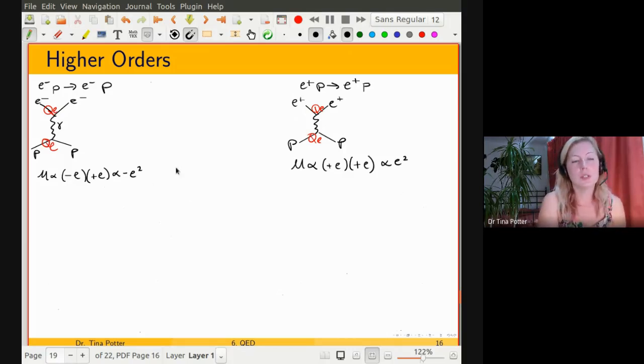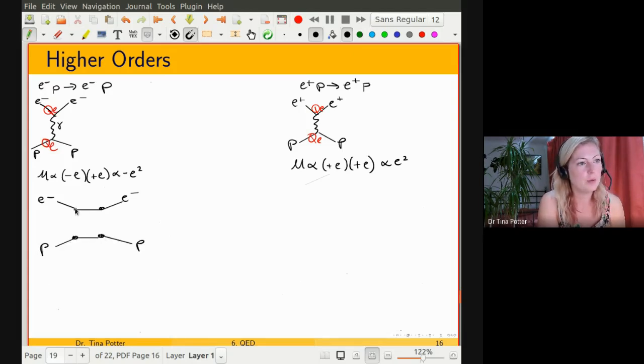Now, when you usually put this into the Born approximation for the cross section, you're squaring your matrix elements, and so these negative factors disappear. But if you want to include higher orders first, these can actually be important. So I'm going to have a look at a higher order diagram, i.e. more vertices, where our electron and proton here are going to exchange 2 photons instead.